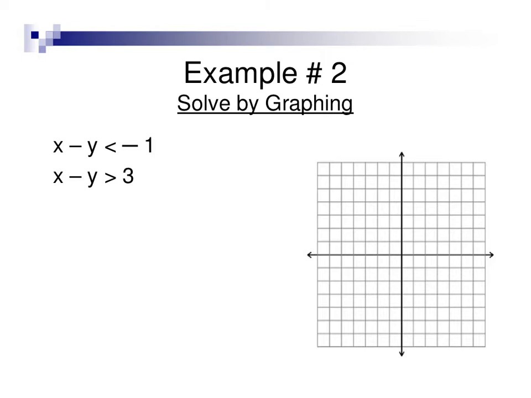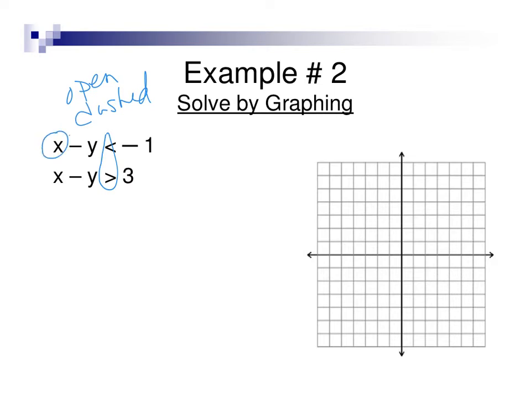Alright guys, here's example 2. You're going to follow the same steps. You'll notice that both of these are going to be open and dashed because there is no equal to sign. And you've got to put them in slope-intercept form. So I'm going to start you out by putting them both in slope-intercept form, and let's see if you can take it from there. So first of all, I'm going to do my first one here in blue.